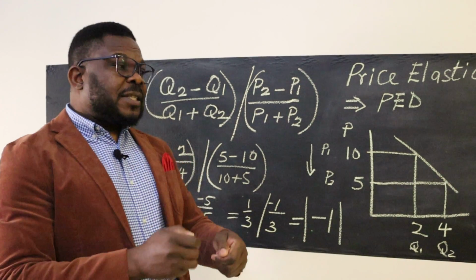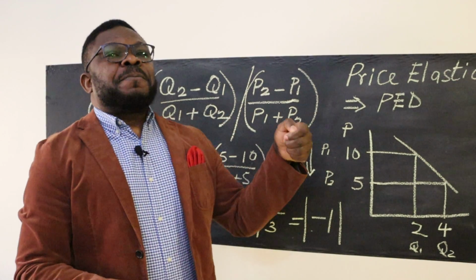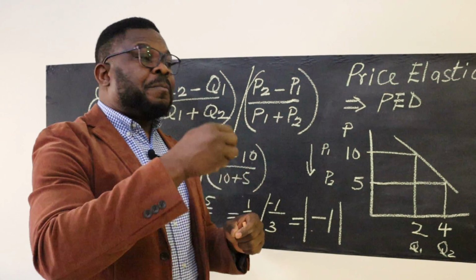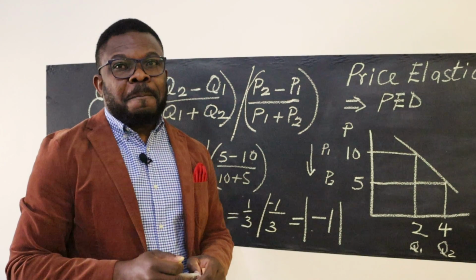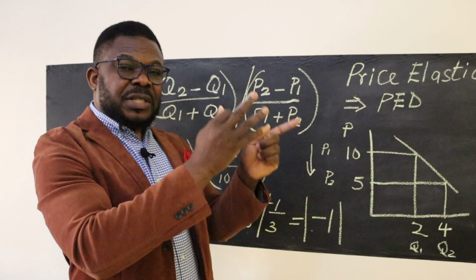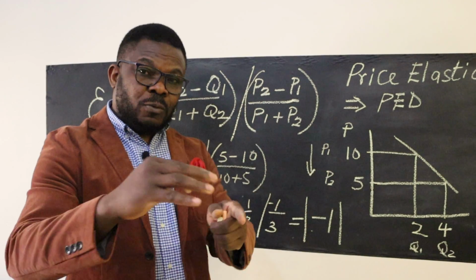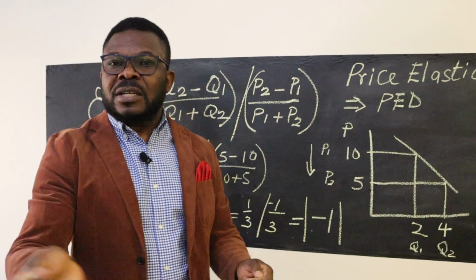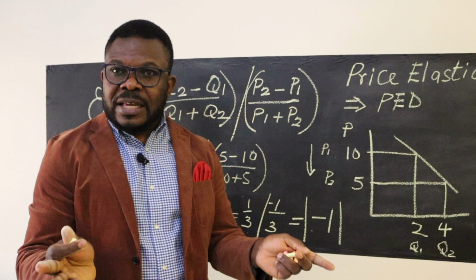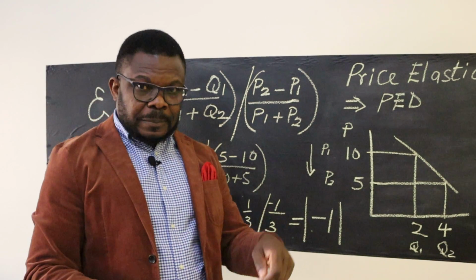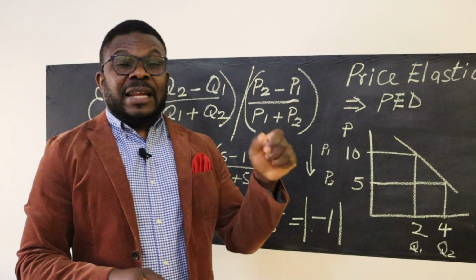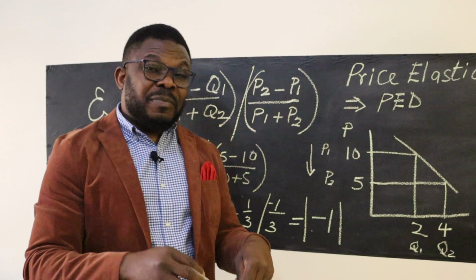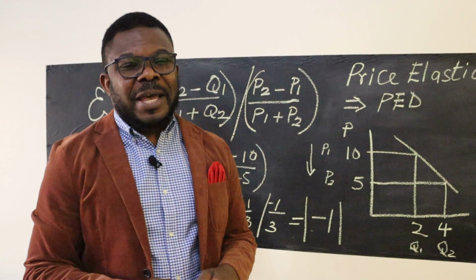What does that mean? It means that if there has been a 50% decrease in price, there will be an equivalent 50% increase in quantity. Whatever the change in price, the same effect would happen to the quantity. So if price increased by 100%, quantity is going to decrease by 100%. That's unit elastic. The rest are inelastic, elastic, perfectly inelastic, and perfectly elastic, but that will be for the other class. Thank you.